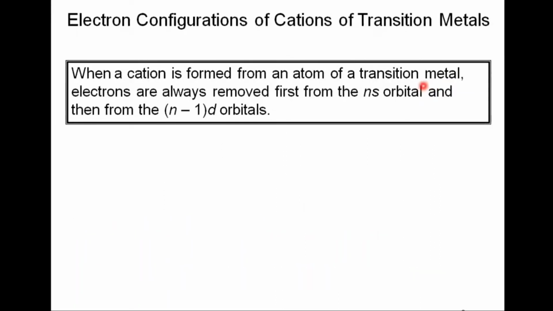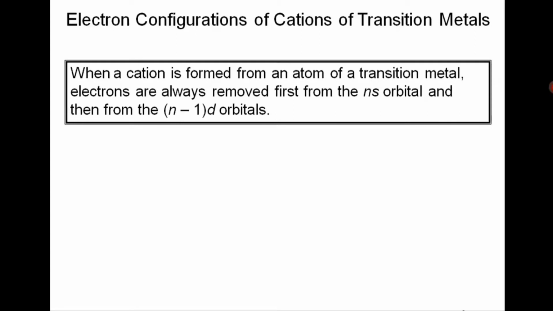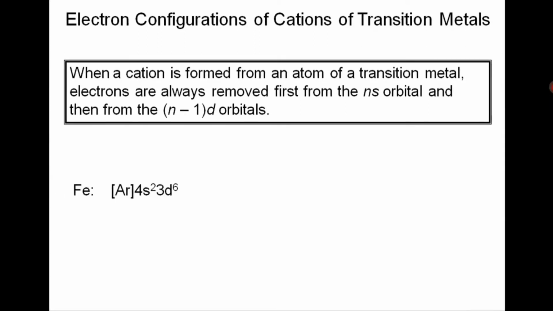When a cation is formed from an atom of a transition metal, electrons are always removed first from the ns orbital and then from the n-1 d orbital. Because you know that when we consider the 3d series, for example, it has electronic configuration 3d and 4s. As 4s is present outside in the fourth shell and 3d is present in the third shell, electrons are removed easily from the outermost shell. So first electrons are removed from the 4s orbital.